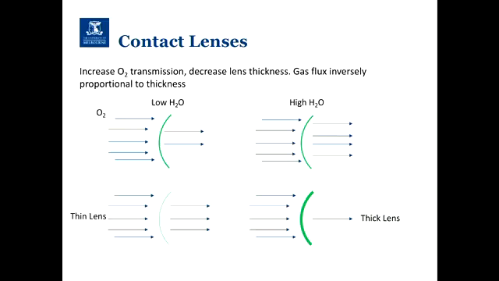So this is just a representation of if you have a low water or a high water hydrogel and you have oxygen going through. If you have low, but then you make your contact lens material thinner, you have more oxygen going through, so that's one way. If you have high, then you make it thicker, more distance for the oxygen to go through, you're going to get less going through.